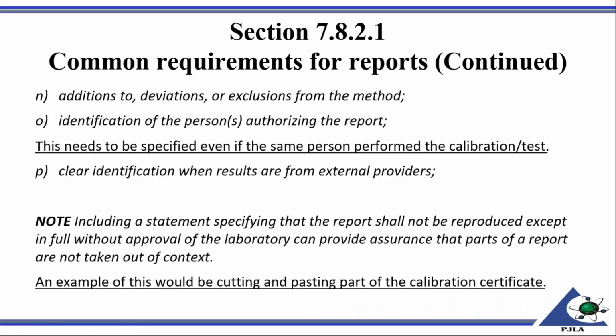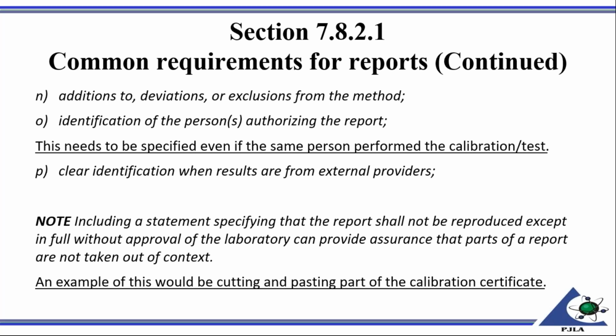Okay, section N, additions to, deviations, or exclusions from the method. So if you have to act outside of the method or the procedure that you're performing that calibration, test, or sampling on, you're going to have to note how you deviated from that. If you didn't do step 12, that is a requirement in the procedure, you're going to have to make a note that you did not follow step 12, or that step 13 was not applicable. It's just going to have to be included in some way on that test report or calibration certificate, right? So that the customer knows that you have a record of it.